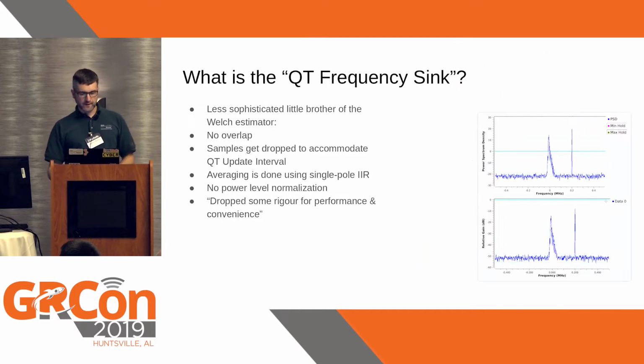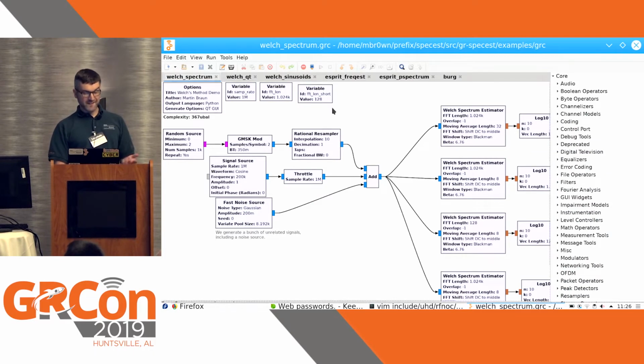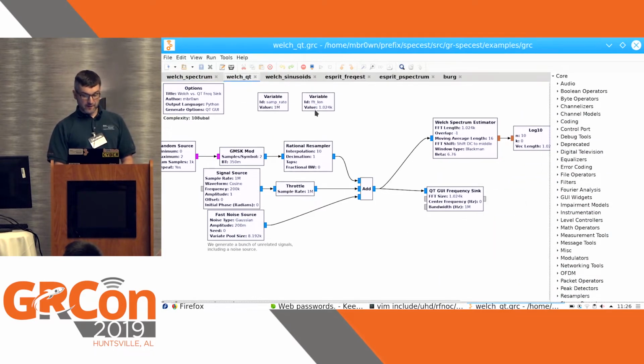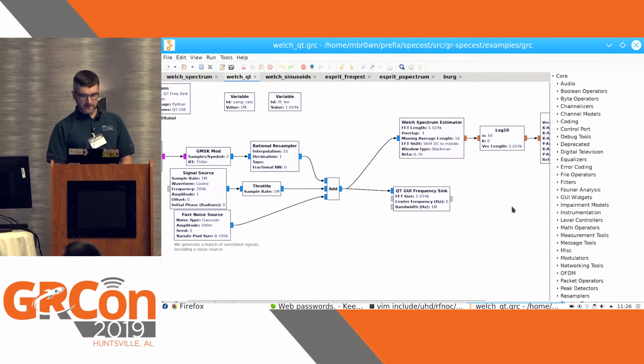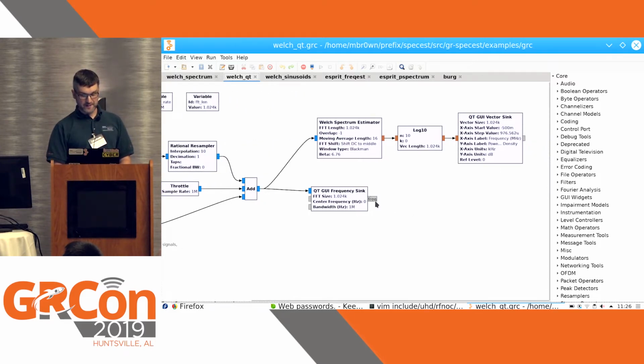There are plenty of nuances here. And a little thing that I want to throw out to you is, if you want to look at one of these estimates, we actually have something in GNU Radio called the QT frequency sink. What is that? I actually compare those here. So Welch spectrum estimator versus the QT GUI frequency sink in this case.